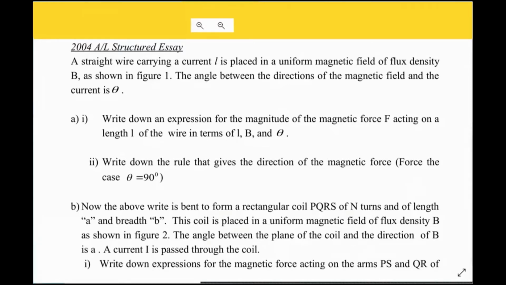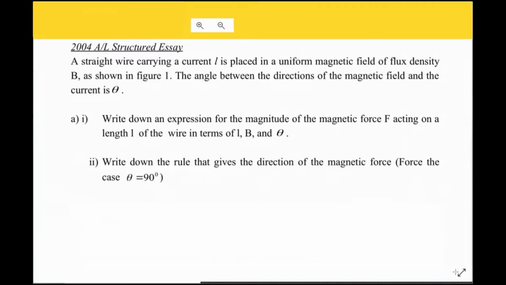So it is Fleming's left-hand rule here, right? Write down the rule that gives the direction of the magnetic force. Roman number 2, that is Fleming's left-hand rule. If you say only left-hand rule, it's not enough. And the other thing, write down the rule means you have to write the rule in words. If you write only the name of the rule, they will not give you full marks. So you have to write the answer like this.